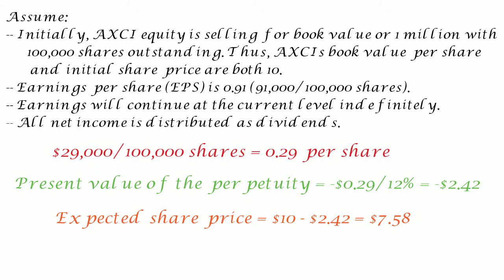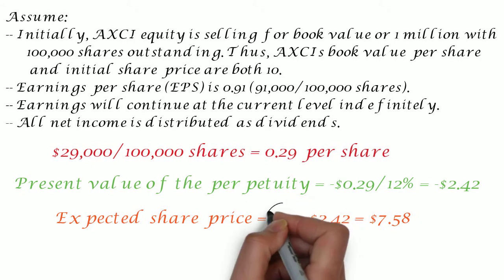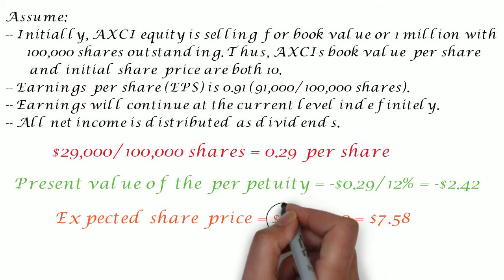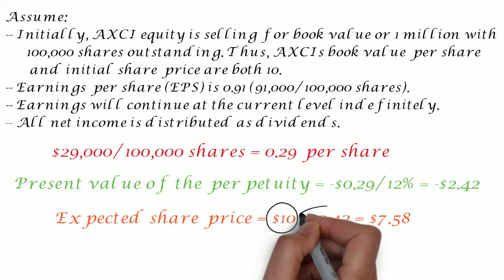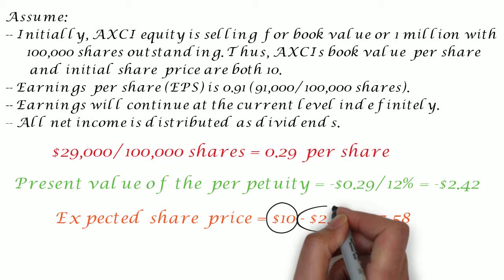So the price of the stock should fall from $10 to $7.58. The residual income model of valuation analyzes the intrinsic value of equity as the sum of two components, the current book value of equity and the present value of expected future residual income.